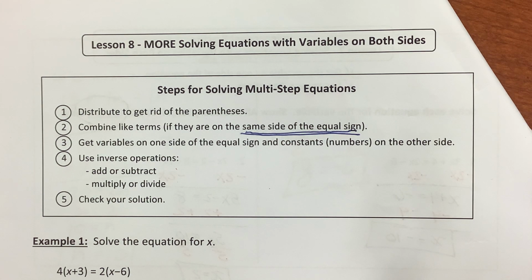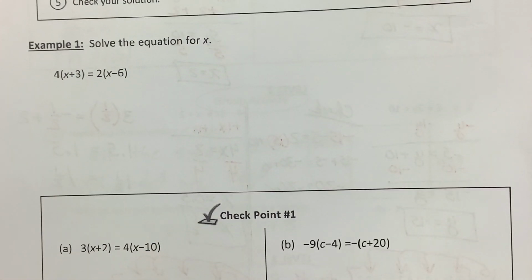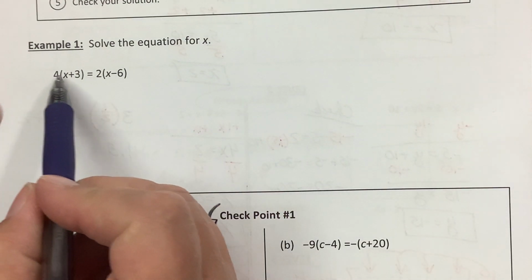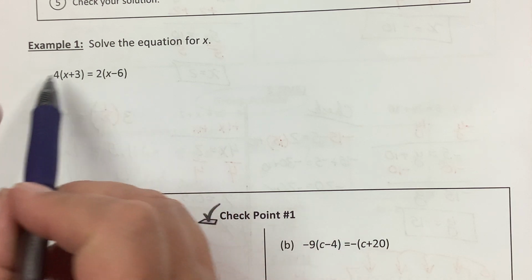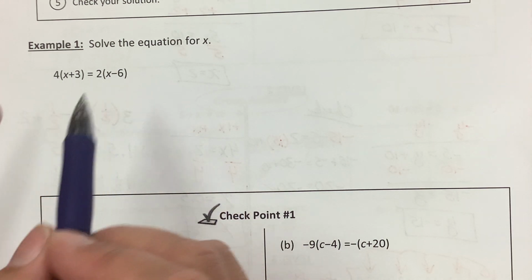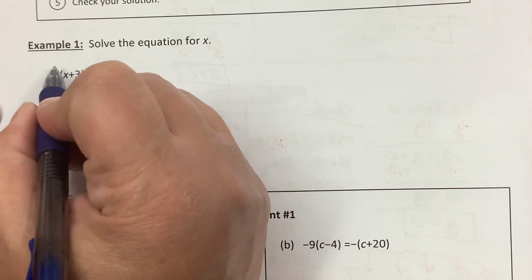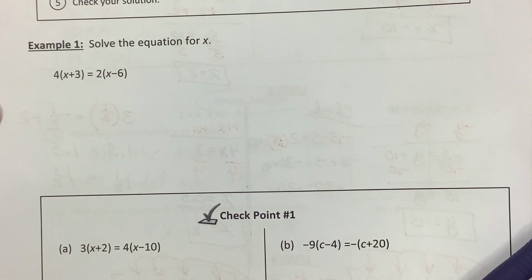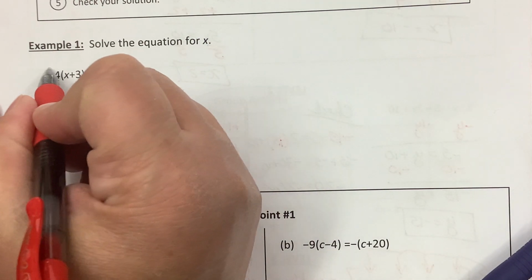And this is kind of important. Not every step for every problem. Only use the steps that apply to that problem. So let's get started. This very first problem here has distribution. It has variables on both sides. So start by multiplying what's outside the parentheses times what's inside the parentheses.